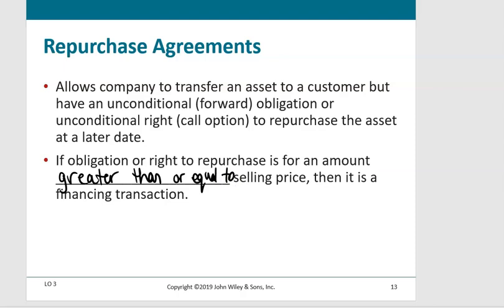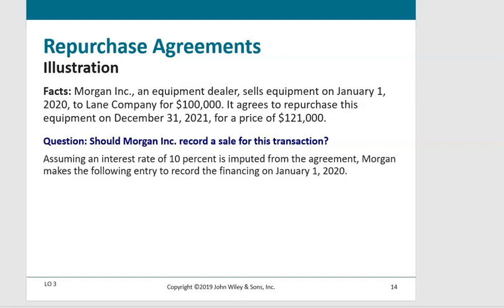Let's look at an example. Morgan Inc., an equipment dealer, sells equipment on January 1st, 2020 to Lane Company for $100,000. Morgan Company agrees to repurchase this equipment on December 31st, 2021 for a price of $121,000. So what's going on here? Morgan sells the equipment, but promises that at the end of 2 years, it's going to buy it back.